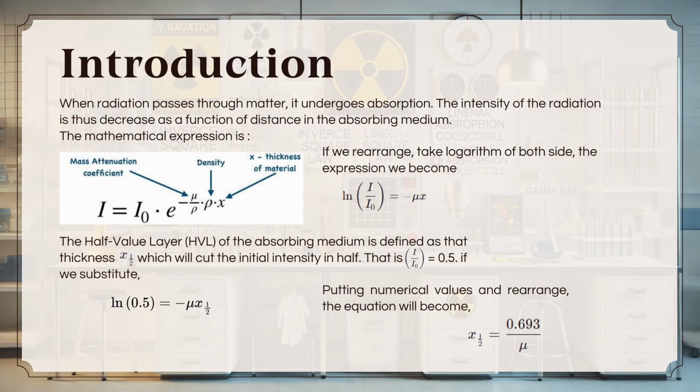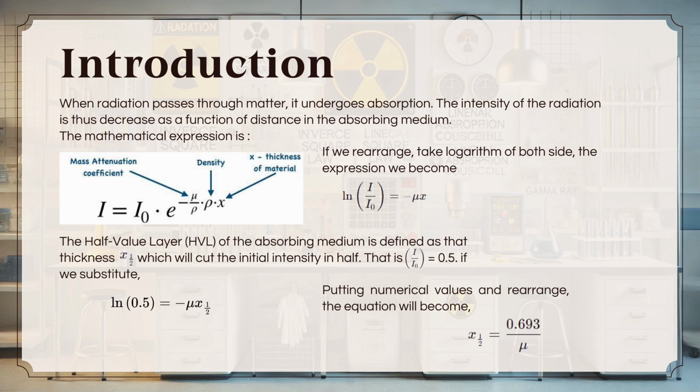Introduction. When gamma rays pass through a material, the intensity decreases due to absorption. This decrease depends on the material's thickness and properties. Mathematically, the relationship is expressed as I equals I naught times e to the power of negative mu x, where mu is the linear absorption coefficient and x is the material's thickness.